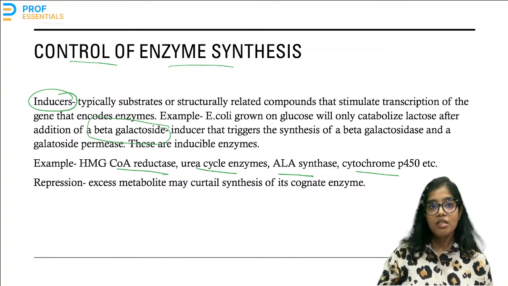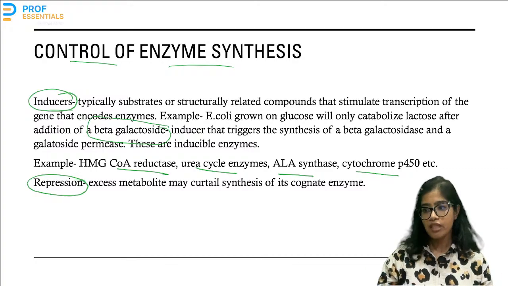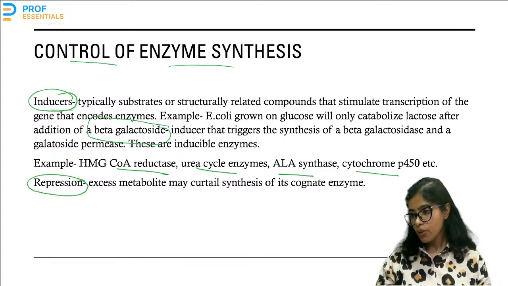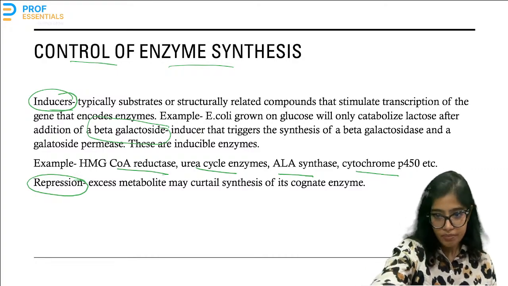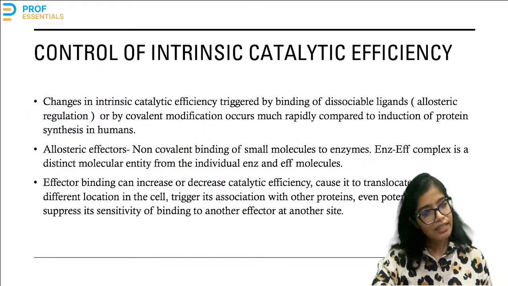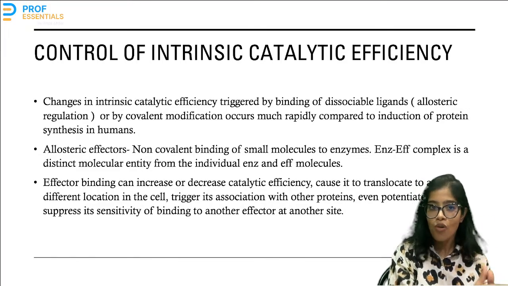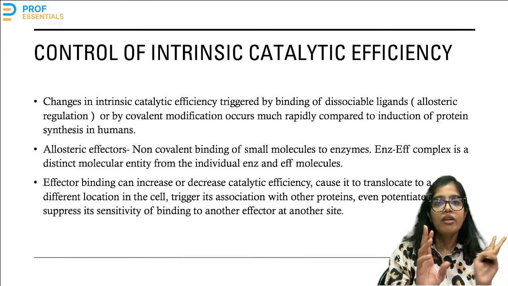Now, if something is inducing, there is something that is repressing the synthesis of enzyme. That is any metabolite whose excess will curtail the synthesis of its cognate or respective enzyme. Understood? Next is control of intrinsic catalytic activity. So we have controlled the enzyme concentration. How? By inducer and by repressor.